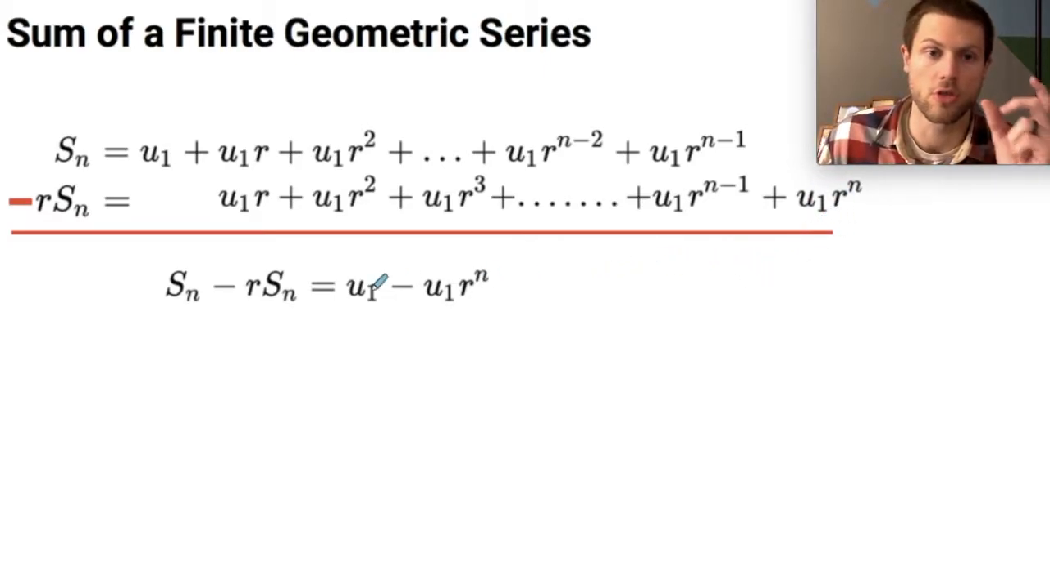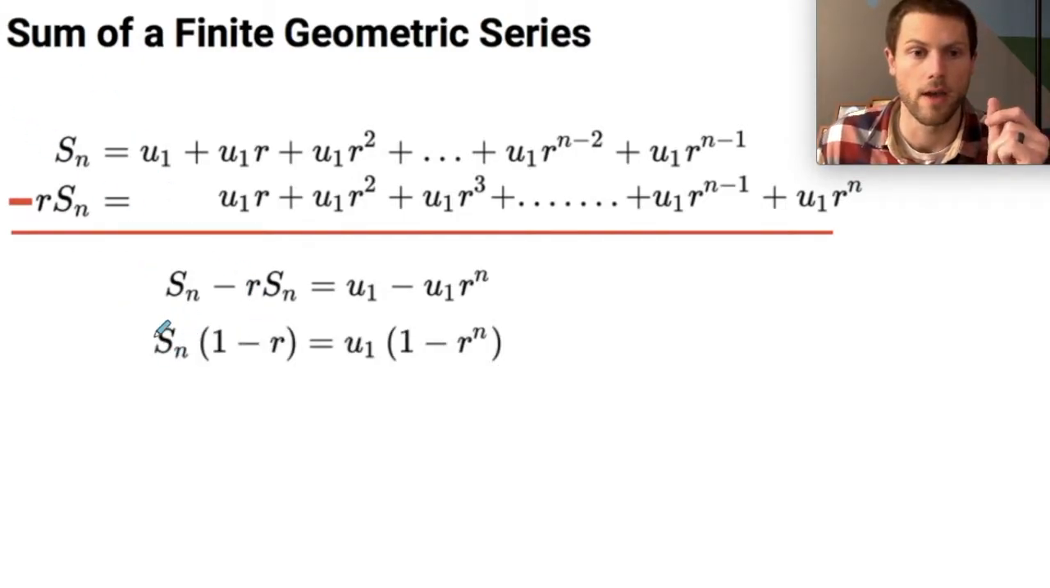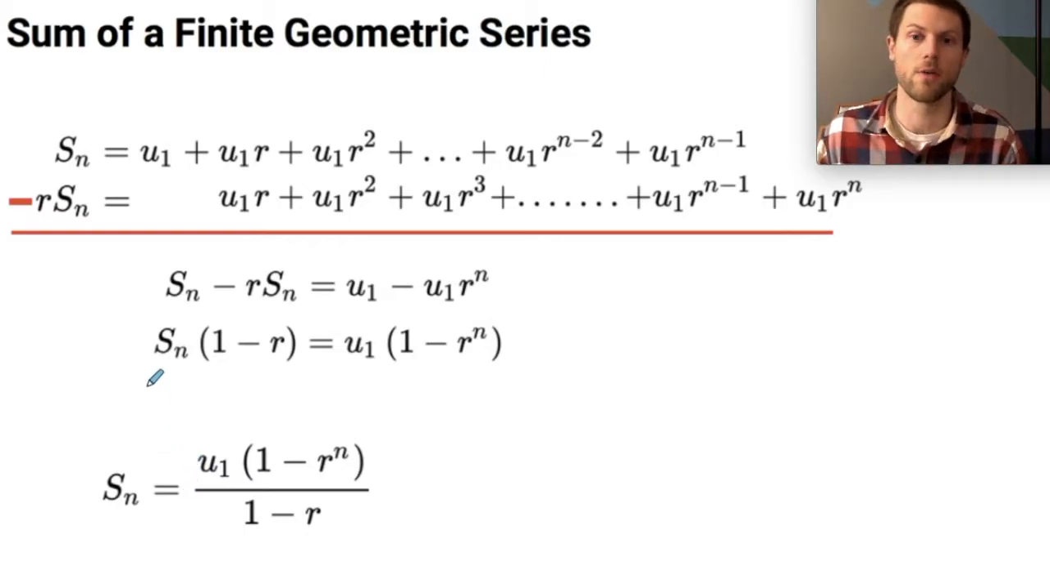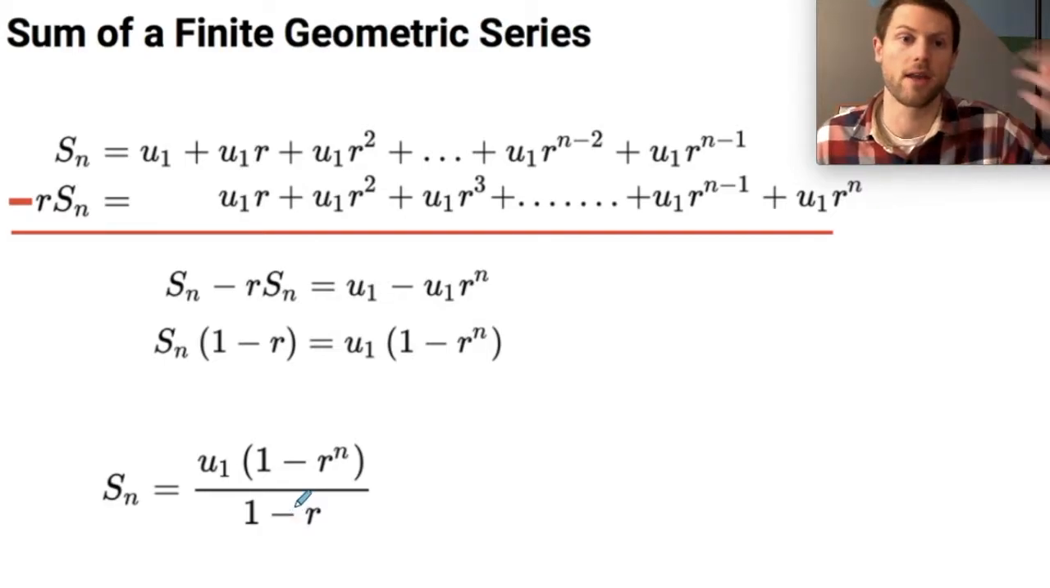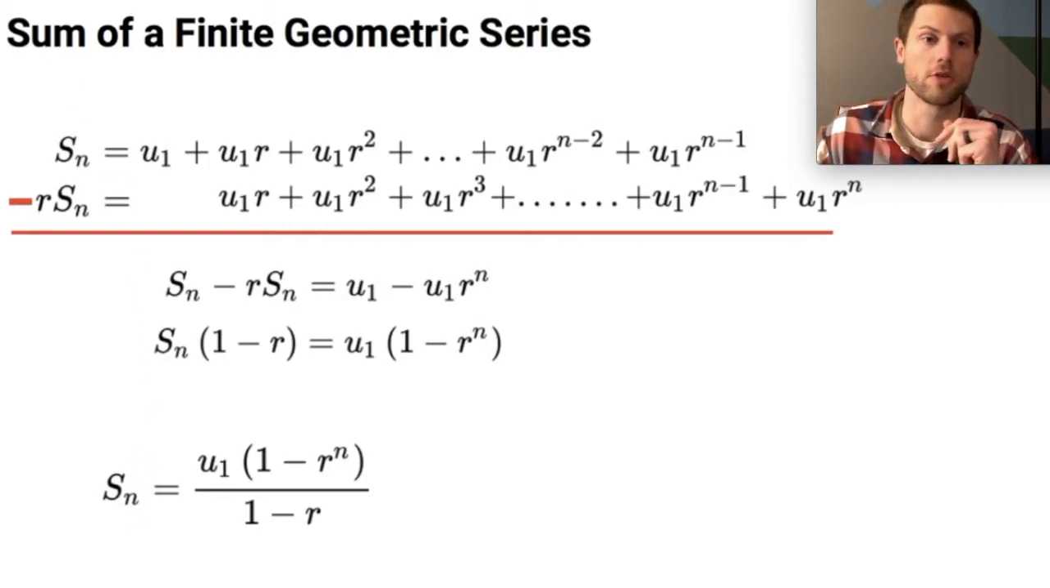My goal here is to just solve for S sub n. I've got two of them, and if I factor out an S sub n, I get S sub n times 1 minus r equals u sub 1 times 1 minus r to the n, factoring out a u sub 1 here. And I can solve by dividing both sides by 1 minus r. So it turns out that if I take this geometric series to some n number of terms and add them all up, it's as simple as plugging it into this formula. I don't need to keep adding. I can use this equation to calculate the sum for any n number of terms in a finite geometric series.